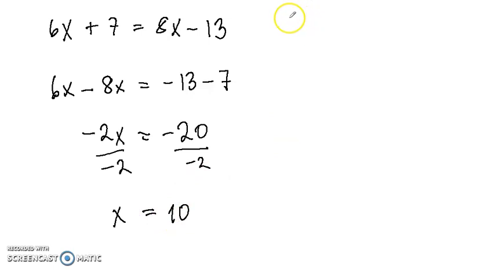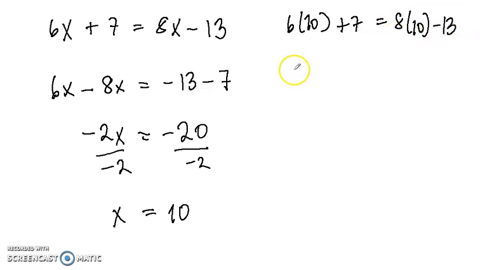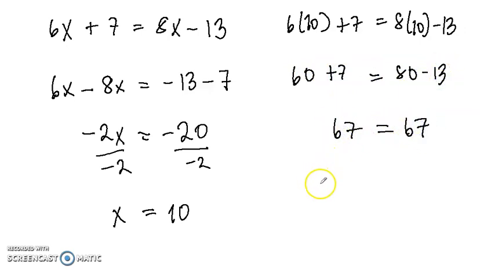When we check that, using the same equation, you substitute the value x equals 10. So 6 times 10 plus 7 equal to 8 times 10 minus 13. Therefore we have 60 plus 7 equals 80 minus 13. 67 is equal to 67. So therefore the value of x is correct. This one is our solution, x is equal to 10.